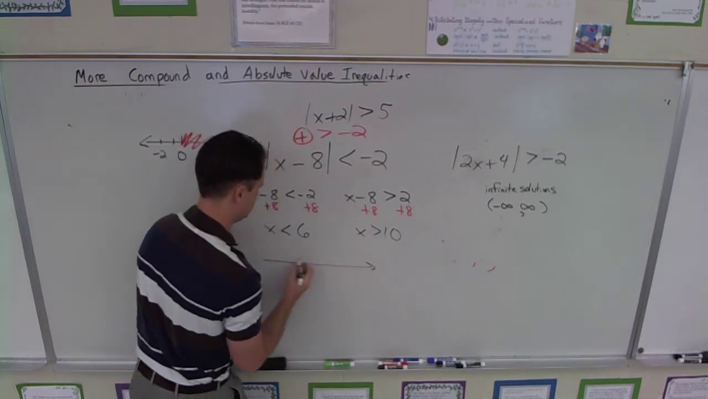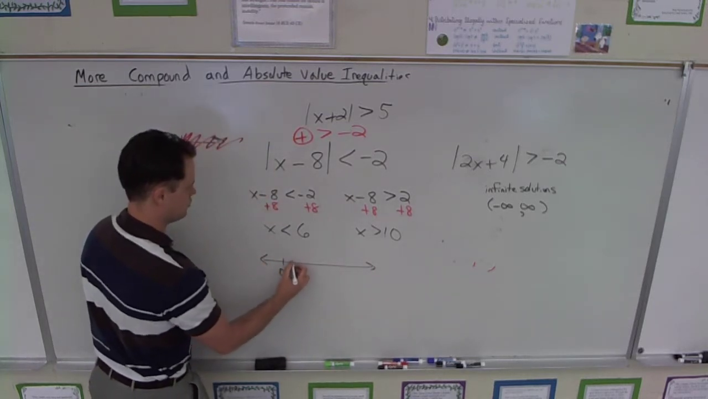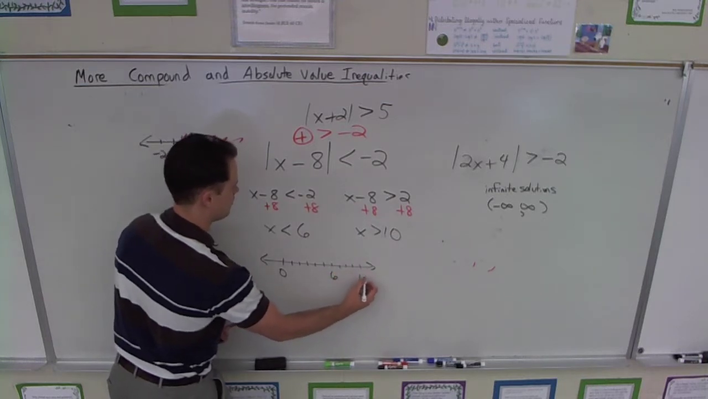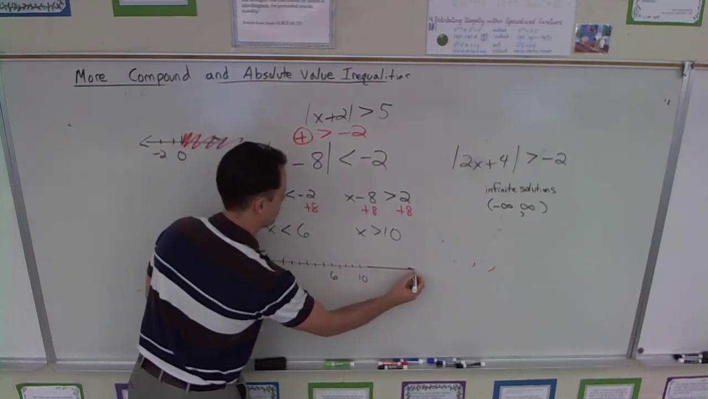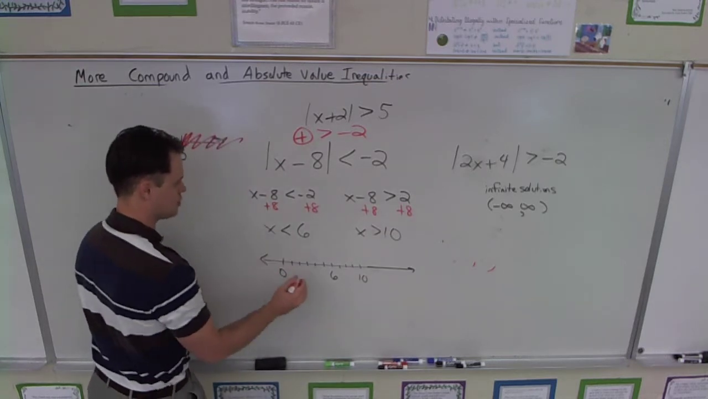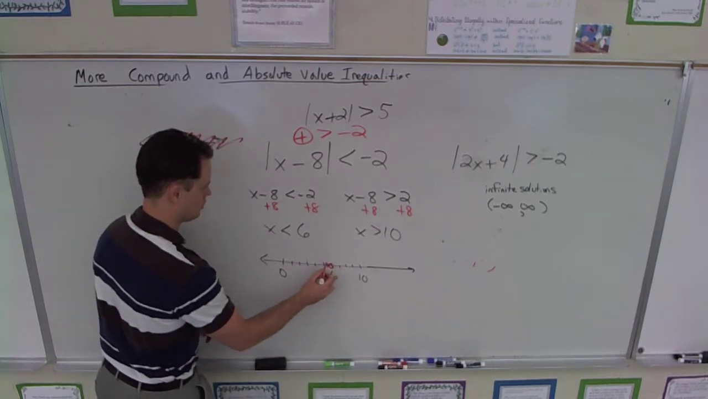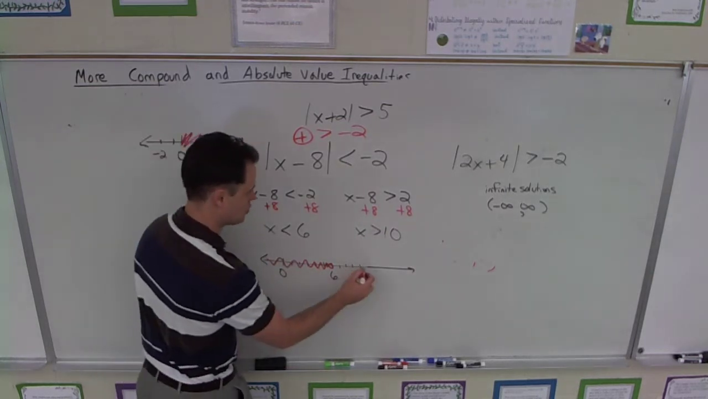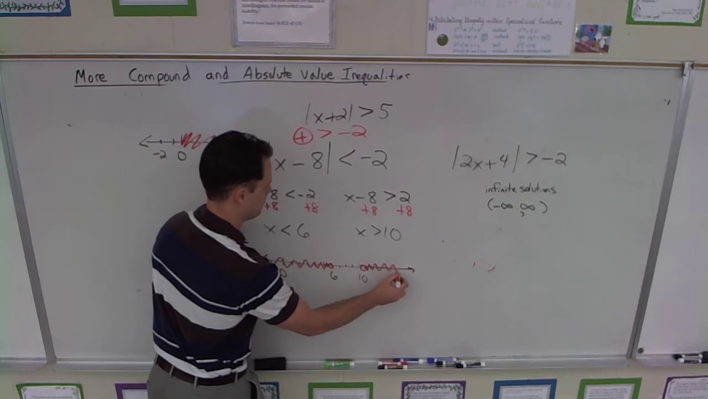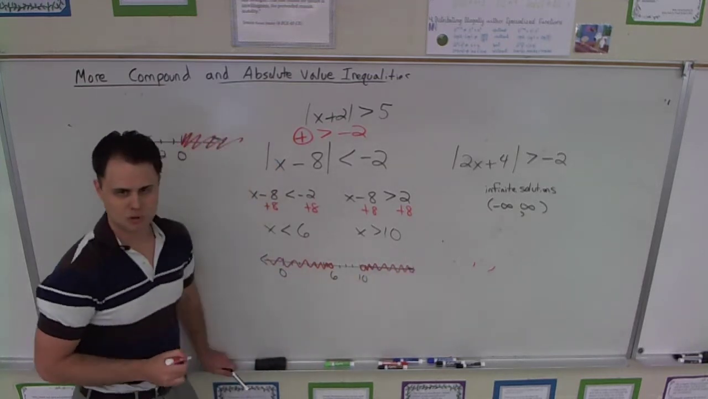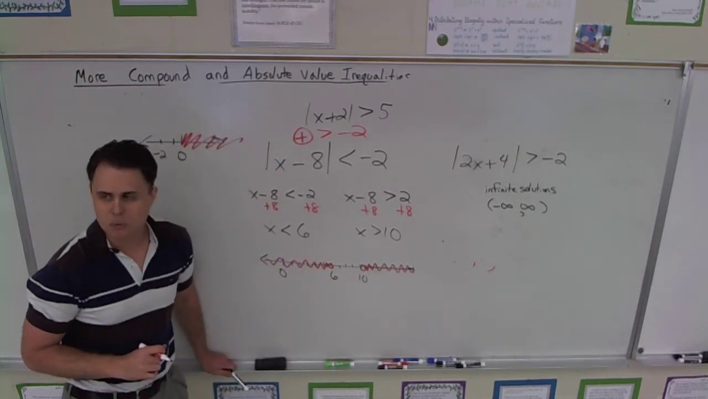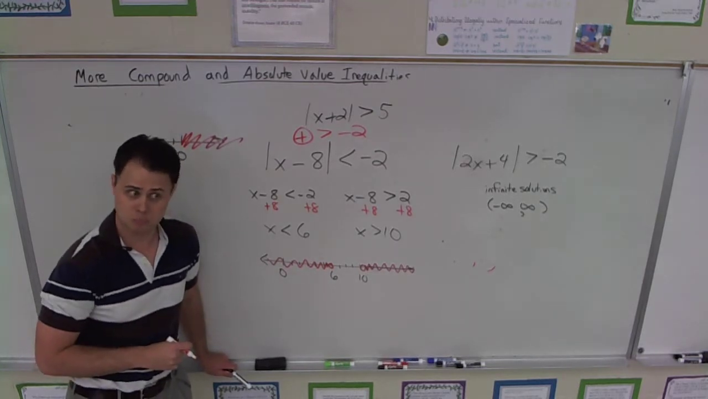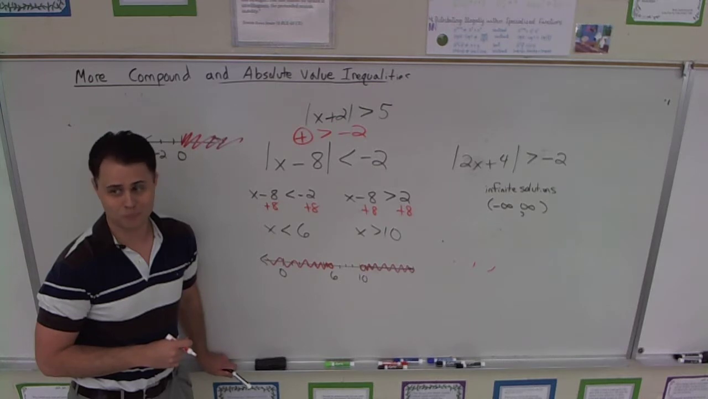Let's draw. Here's 0, 1, 2, 3, 4, 5, 6, 7, 8, 9, 10. Okay, less than 6 is this way. Right? Yeah. More than 10 is this way. Nothing seems to have happened yet, but we know the final answer is supposed to be what? No solutions. But I thought I just colored in some stuff. Why is that stuff not an answer? It has to be and.